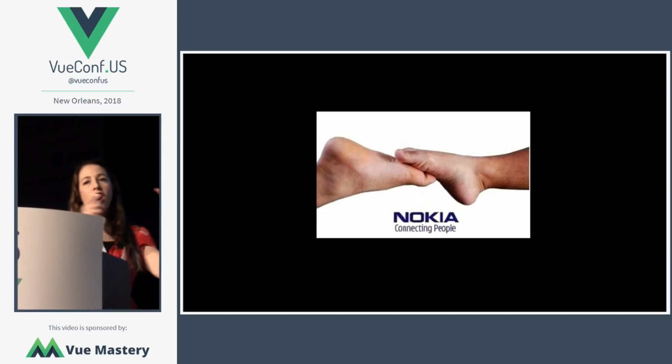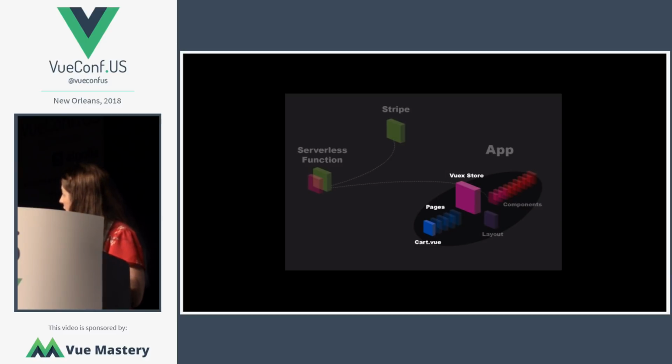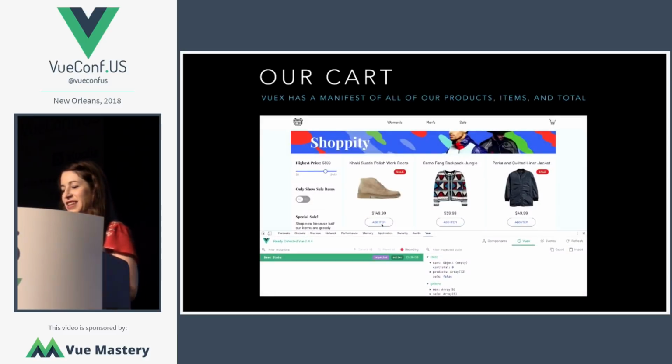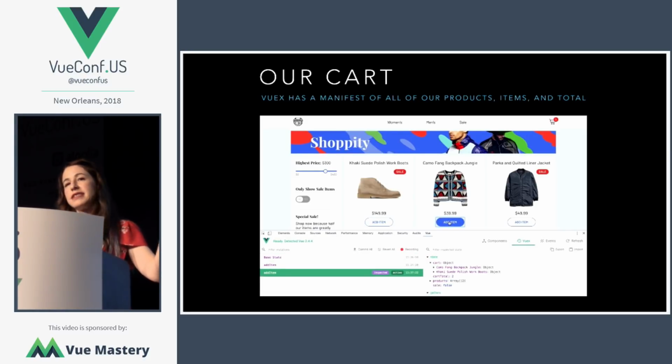So now we've got all of this side done. Now let's connect to our serverless function and our app. So first we'll talk about that Vuex store and our cart.vue page. So that Vuex store and that cart.vue page that lives in our pages directory. So all of our products are in a big manifest object in our Vuex store. So we're also storing what's in the cart as well as the cart total. And you can see here as I add items, our Vuex store updates.